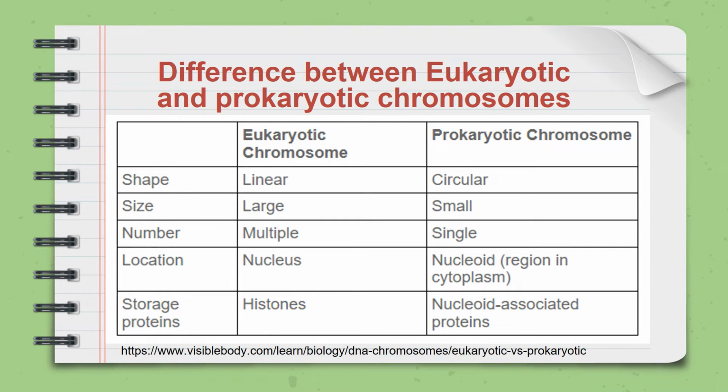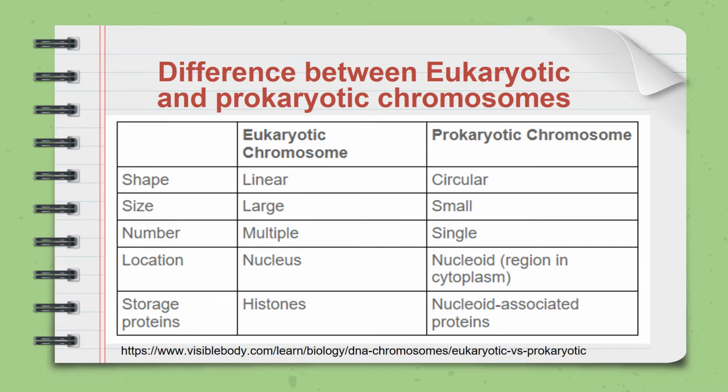In terms of their shape, the eukaryotic chromosomes are linear, and the prokaryotic ones are circular. And for the size, the eukaryotic chromosomes are large and prokaryotic are small. And for the eukaryotes, the number of chromosomes is multiple, and for prokaryotic, there is only a single chromosome.